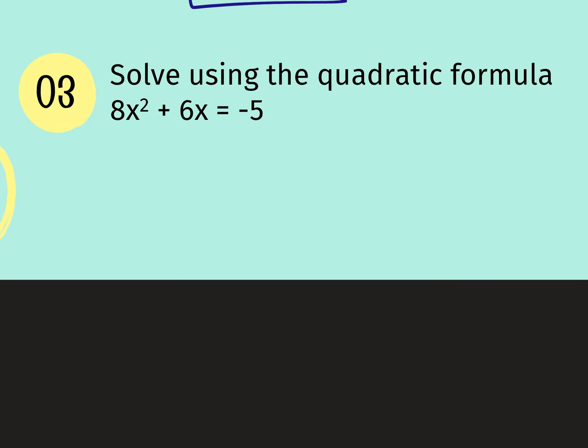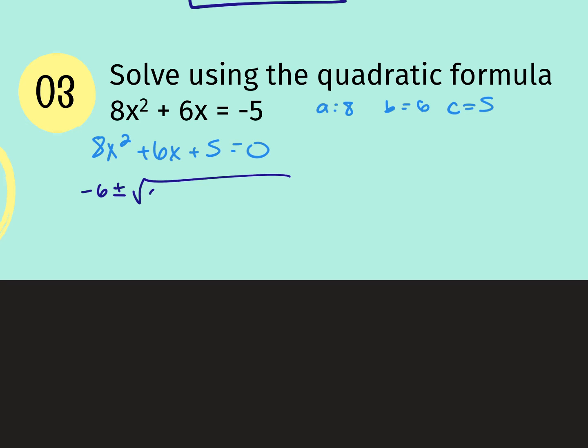All right, then quadratic formula. So my A is 1. No, sorry, my A is 8. Let me move this over first. My A is 8, my B is 6, and C is 5. So negative B plus and minus the square root of B squared minus 4 times A times C all over 2 times A.